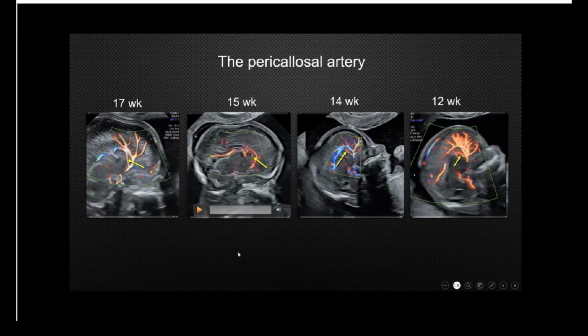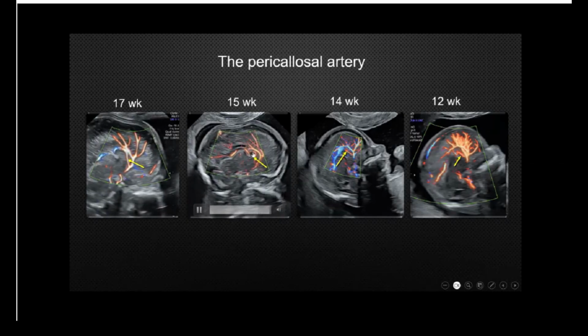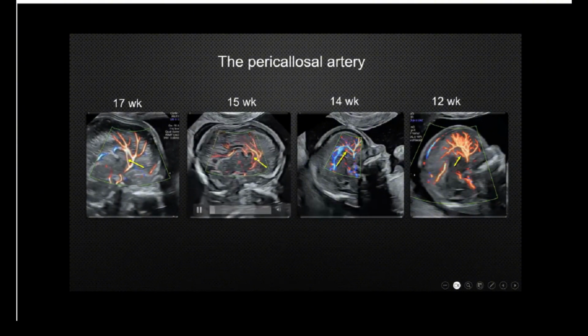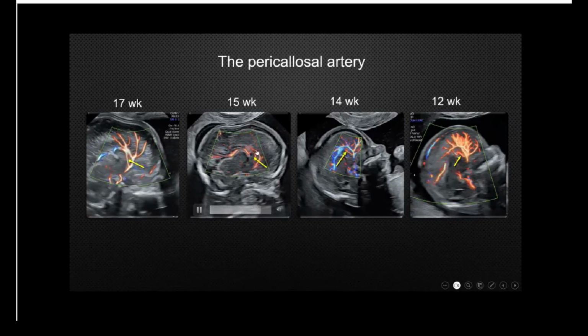Now, what's going on in 15 weeks? When you look at the 15 weeks, again, look at the corpus callosum, and you see there is a tiny vessel, which is the pericallosal artery, the tiny vessel that goes on top of the corpus callosum. And then you have another big vessel which is not touching the corpus callosum yet, and this is the one that sends the bifurcation, the falx arteries up there to the falx. You can see them here, but they are not coming from the true pericallosal artery.